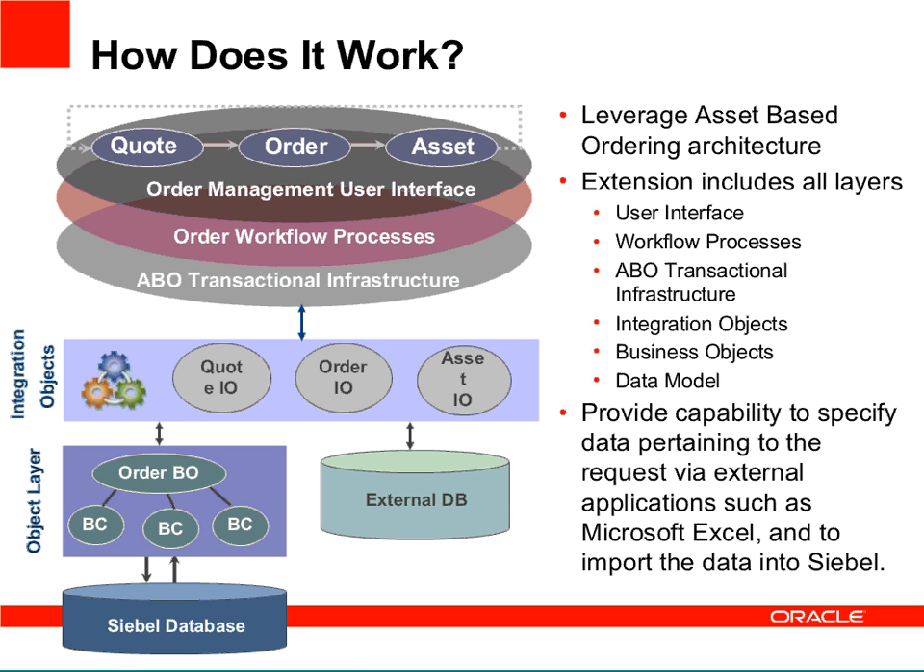Changes to the ABO transaction infrastructure have also happened. There are changes to the integration object which are used by bulk request. New business objects have been introduced, as well as changes to the data model. As mentioned earlier, bulk request provides the capability to specify input data via an external application like MX or Excel to provide inputs to bulk request.